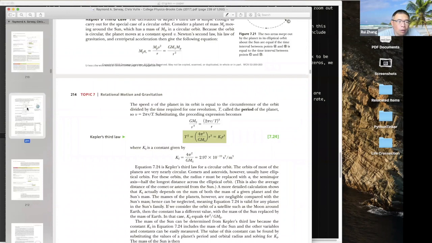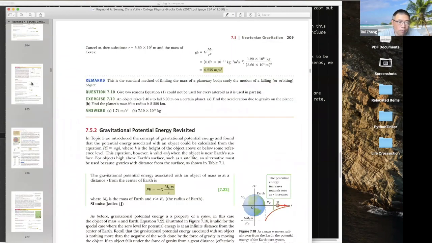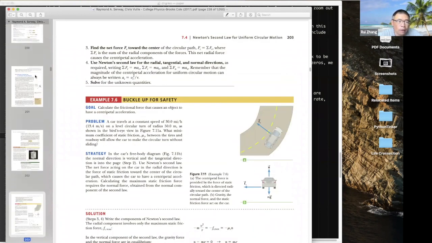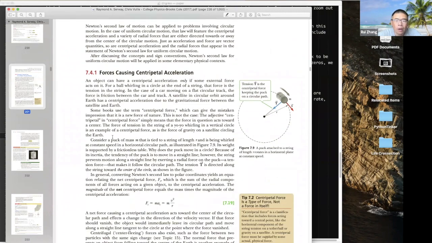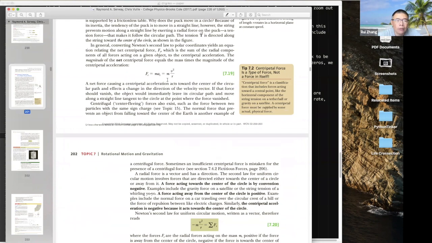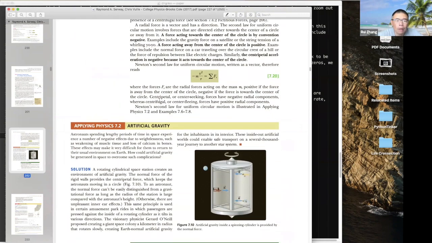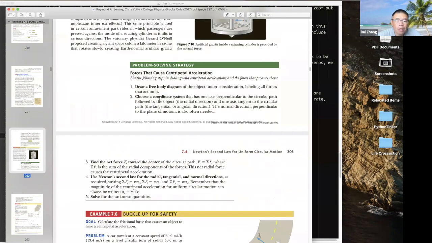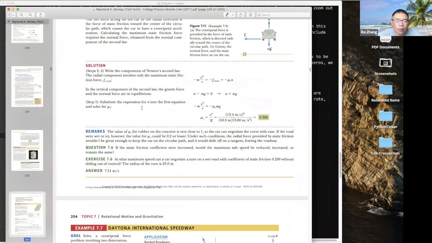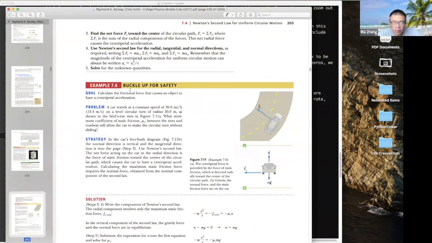Okay, so this is the formula we talked about. Let's do this example here, another very interesting example. Okay, 7.7 is good. It's called Buckle Up for Safety.